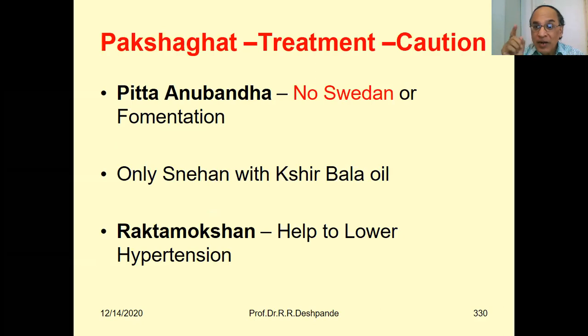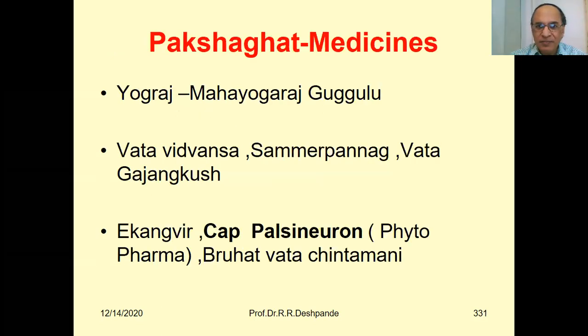So Pakshaghat caution: if Pittanubandha bleeding is there, no Svedana, no fermentation. Only Snehana with Kshirabala oil. Rakta Mokshan is good in Pittanubandhi because that can lower the hypertension.